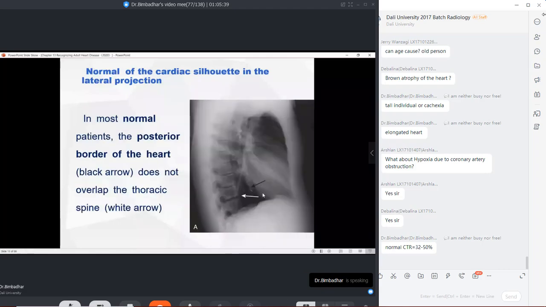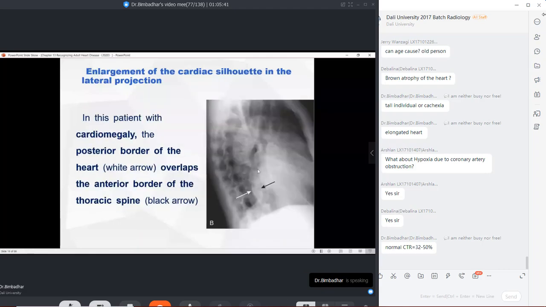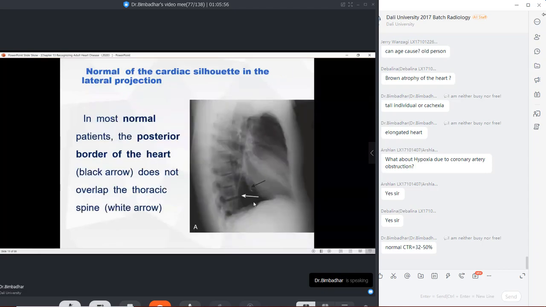Did you get it? There is a blurring of the shadow of the anterior borders of the vertebral spine, and the heart is overlapping with them. So by this I can understand that there is a loss, or you can call it in some other way, loss of radiolucency of the retrocardiac space. This black area is gone. Okay, loss of retrocardiac radiolucency is also called cardiac enlargement.